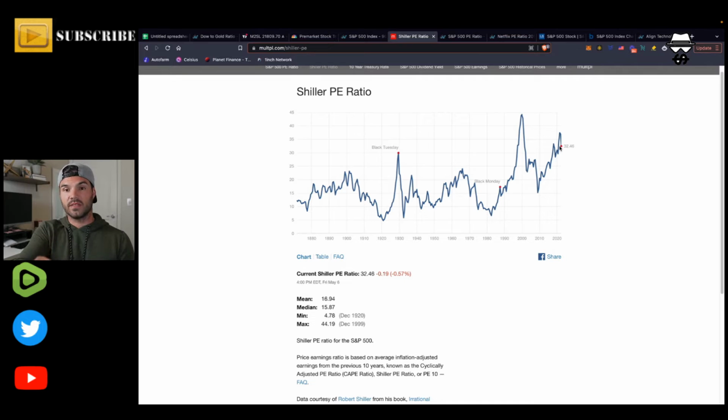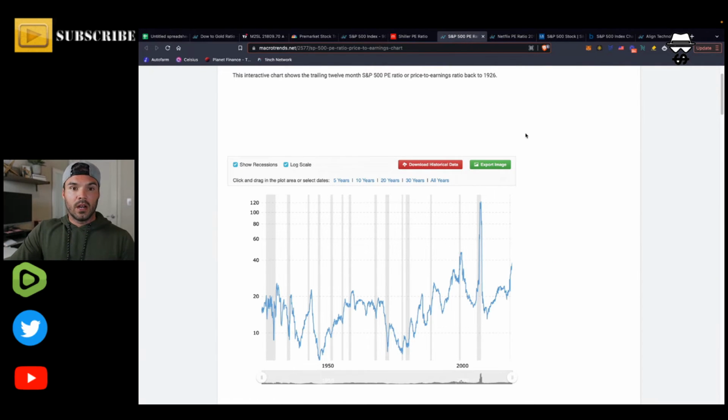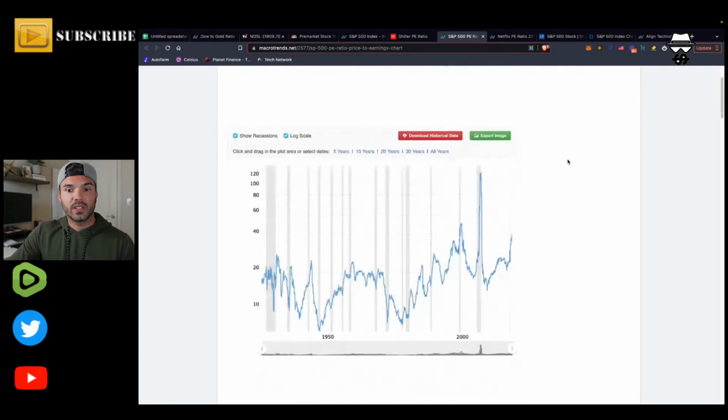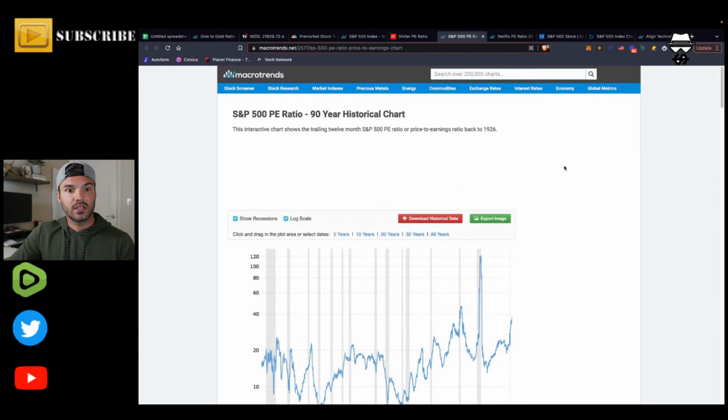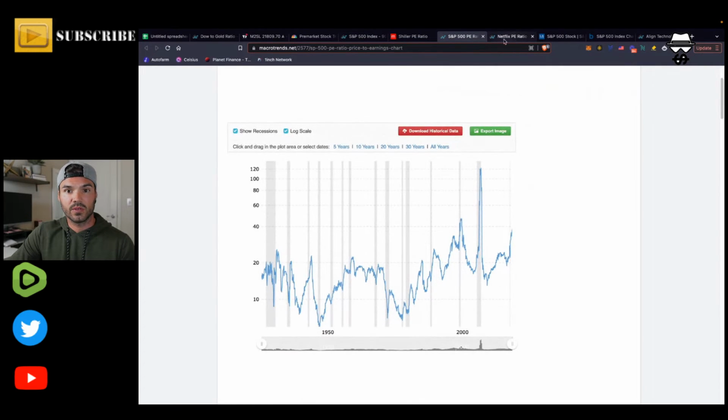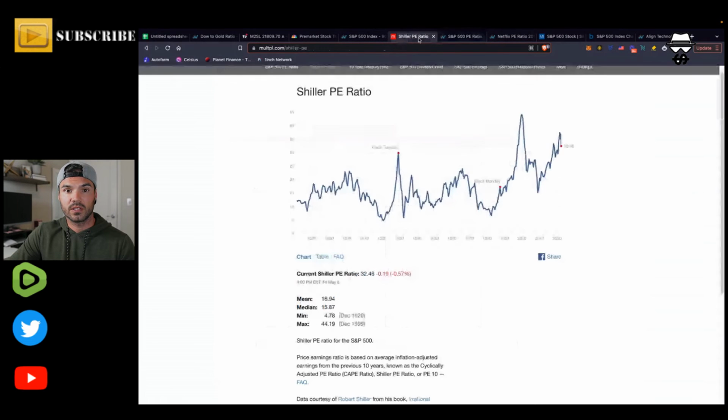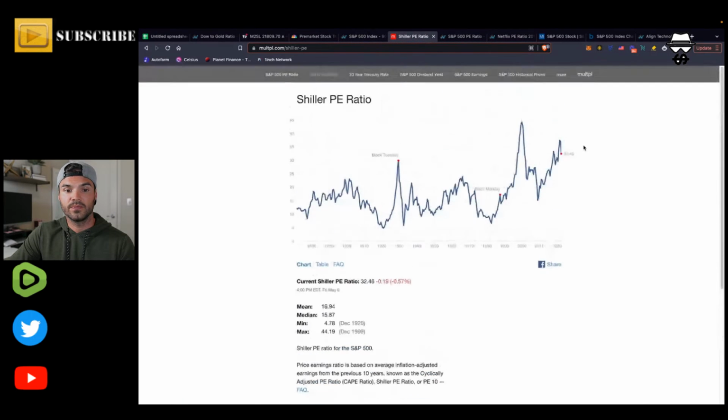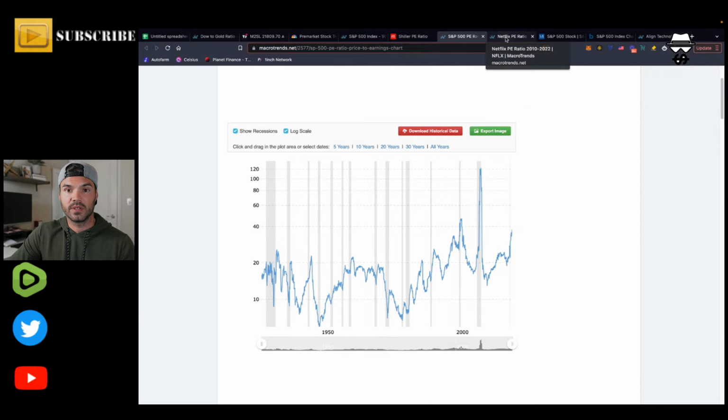Now, there are specific stocks within the S&P 500. I'll show you, you can go dig through and find some that are below this. But here's another one. This is a 90-year historical PE ratio chart. This was a Shiller PE ratio. There are some differences between those I won't go over, but I want to show you what you can do.